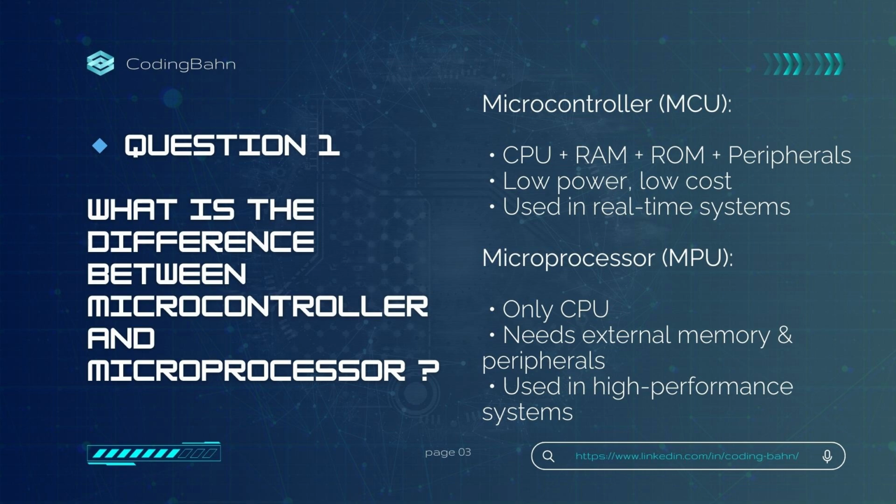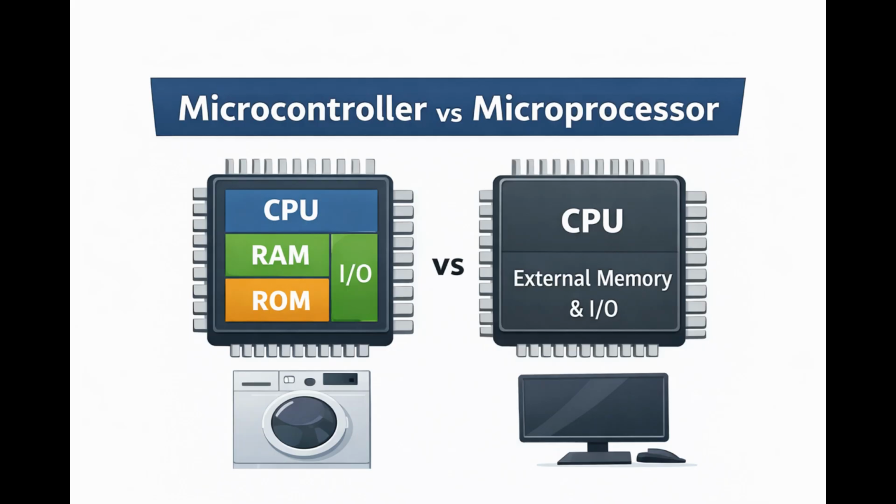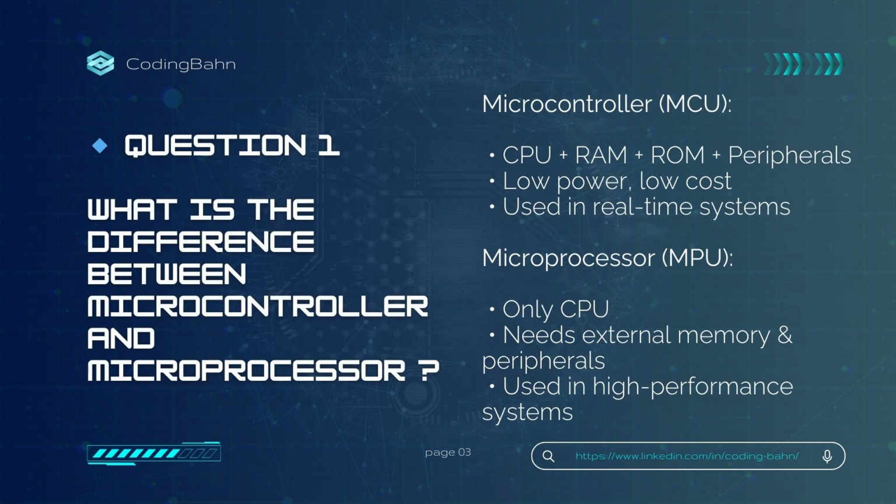Question 1. What is the difference between microcontroller and microprocessor? This is one of the most basic but most important embedded interview questions. A microcontroller contains CPU, RAM, ROM, and peripherals like GPIO, UART, SPI, all on a single chip. A microprocessor mainly contains only the CPU and depends on external memory and peripherals.